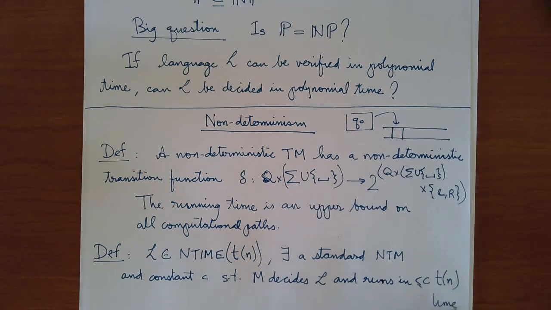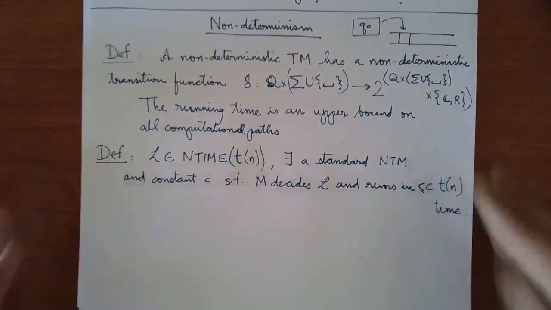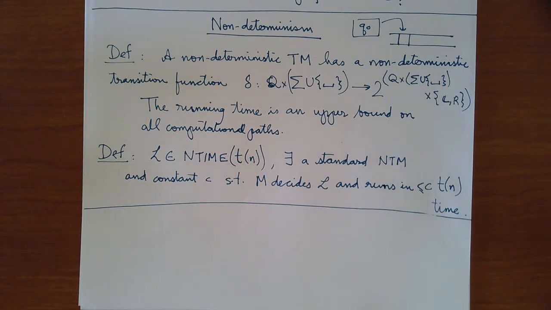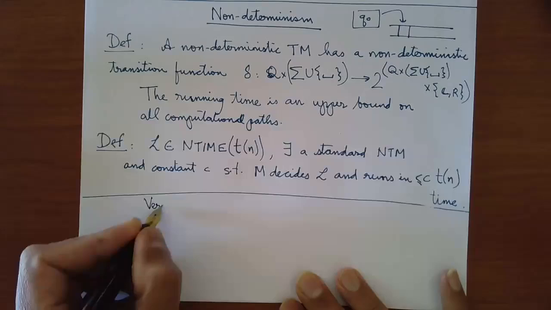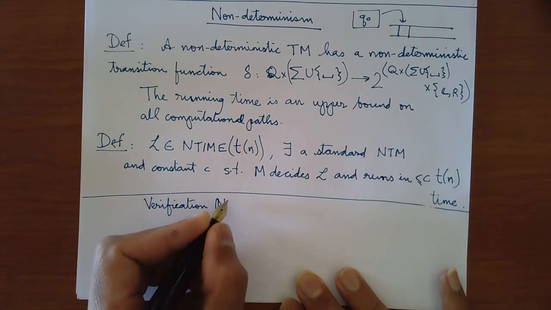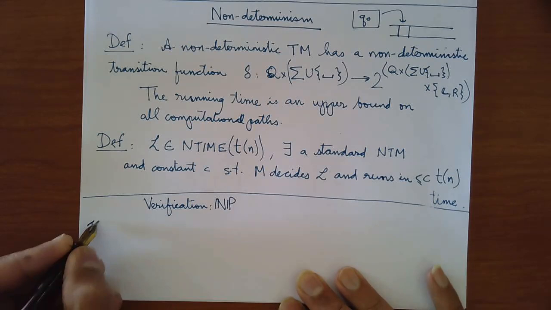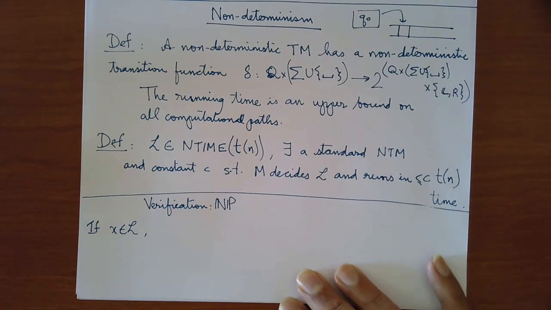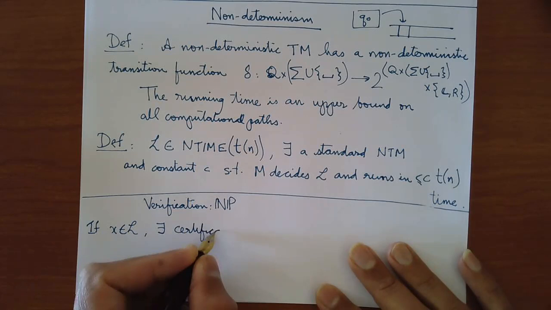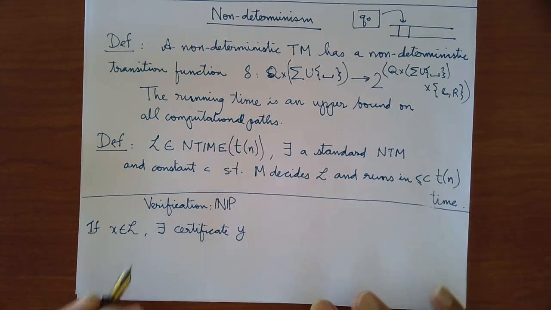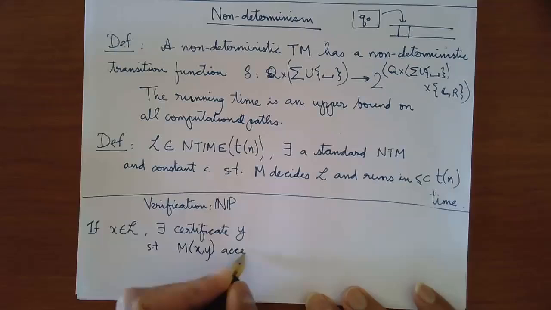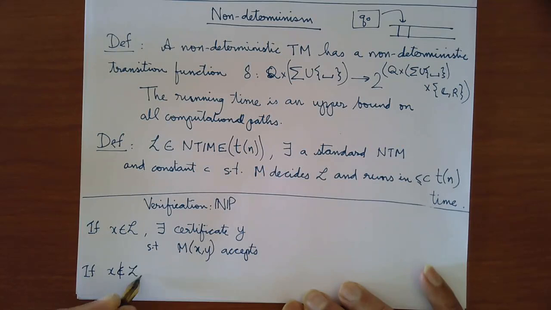Now, if we go back to our definitions of verification, you'll see that there is a clear analogy between verification and non-determinism. So let's take the verifier perspective, the verification definition of NP. It says that if x is in the language, then there exists a certificate y of polynomial size such that M(x, y) accepts. And if x is not in L, then for all certificates y, M(x, y) rejects.